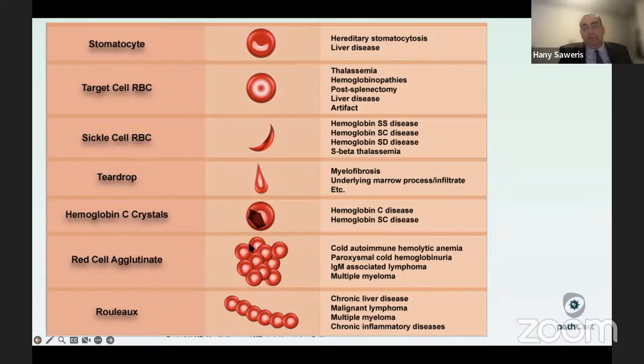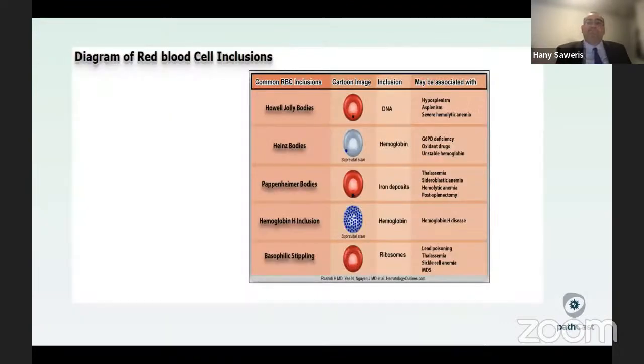Red cell agglutination, as I showed in a picture, is seen in cold agglutinin disease, paroxysmal cold hemoglobinuria, IgM-associated lymphomas, and multiple myeloma. And Rouleaux, definitely you can see it in multiple myeloma, but also in any chronic infections. Yeah, and these are the inclusions.